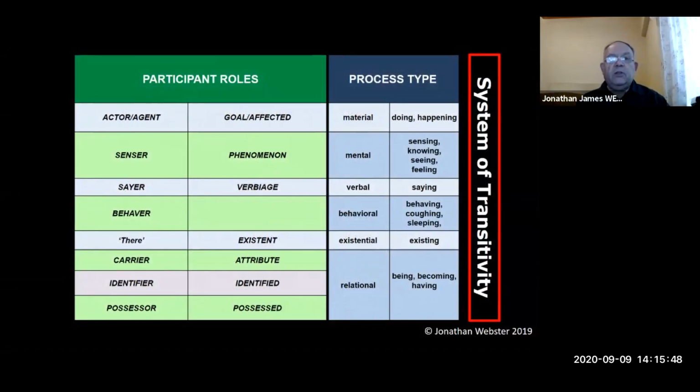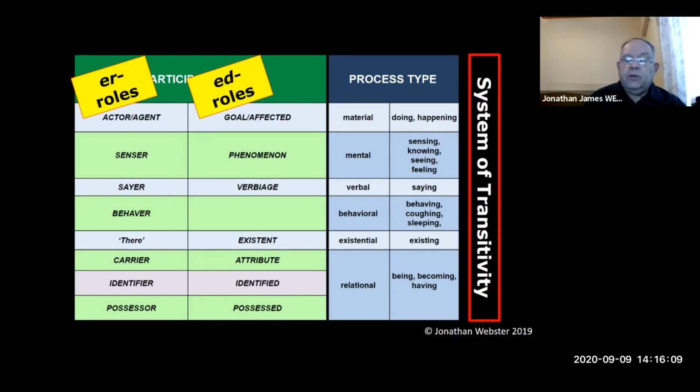Okay, so I'm going to come back to what we talked about earlier. Let's look at it from the point of view of what we call the system of transitivity, the choice of process, the choice of participants. Okay, let's see. This is in fact what Hasan did in her analysis. She generalized those categories of those that are in the ER role as opposed to those that are in the ED role. Okay, now, who is the initiator? Who is the affected?